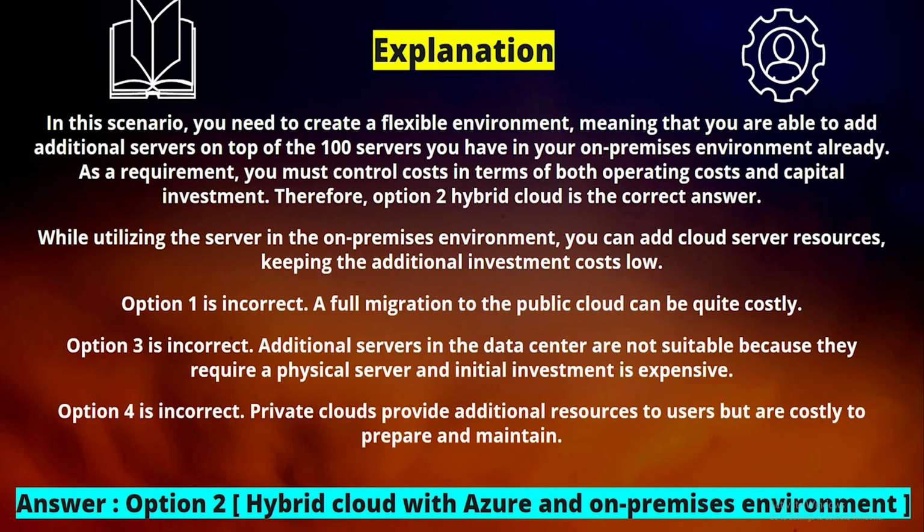Explanation. In this scenario, you need to create a flexible environment, meaning that you are able to add additional servers on top of the 100 servers you have in your on-premises environment already. As a requirement, you must control costs in terms of both operating costs and capital investment. Therefore, Option 2, hybrid cloud, is the correct answer.